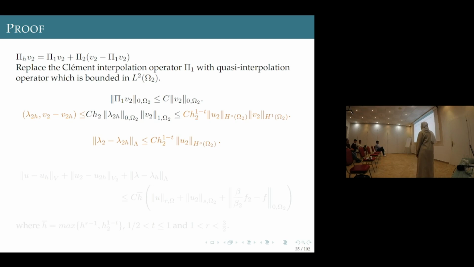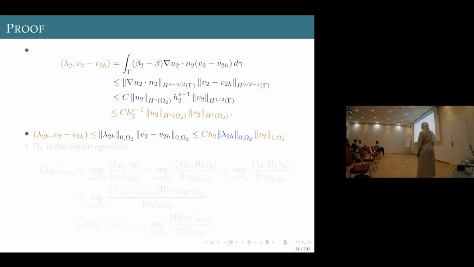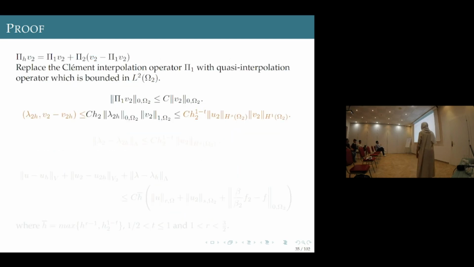Why did I choose 1 minus t? Because we have another bound there. I don't know if you remember, here we have h2 to the s minus 1. So it's two pieces together, but 1 minus t wins the game here. It's bigger.